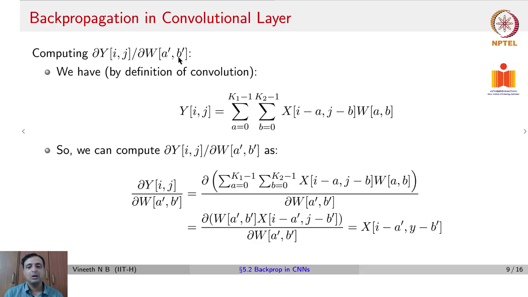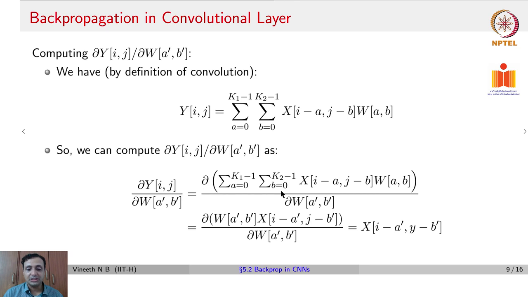Let's consider that particular quantity now, which is ∂Y_ij with respect to ∂W at (a', b'). By definition of convolution, once again we have Y_ij, which follows from the standard definition of convolution. This K1, K2 are the filter sizes, and this is your first principles definition of convolution. Using this, we can now say ∂Y_ij/∂W at (a', b') can be written by expanding Y_ij in terms of the entire output from the first equation.